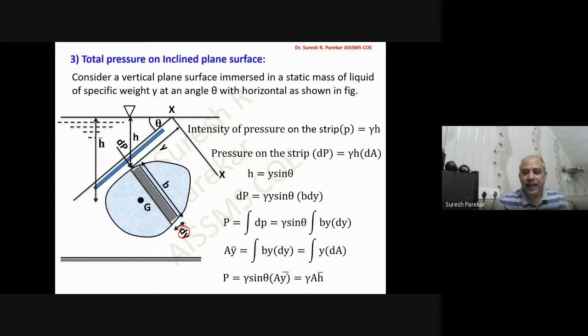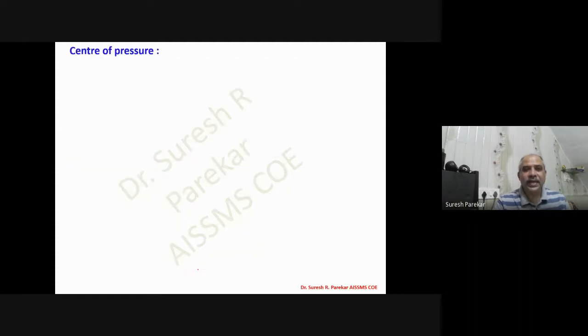And then we have P equal to gamma sine theta into A y bar, but we know y bar sine theta we will get as h bar. So we have this as h bar, and we have this distance as y bar, and again in the same way h bar is equal to y bar sine theta. And then we have to find out Cp in the same way. P we have calculated. Now we will go for Cp, and then we will get the center of pressure.